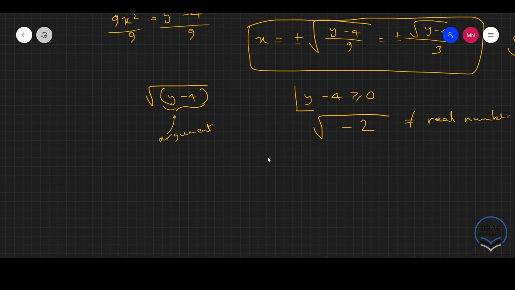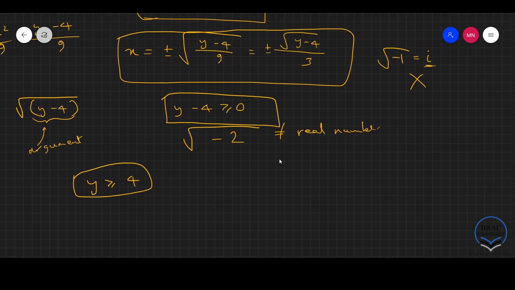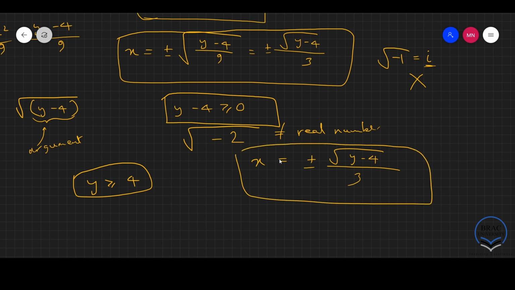So the argument has to always be non-negative. And from this inequality, we can add 4 to both sides. This gives us y greater than or equal to 4, right? Now, whenever we find an expression for x, when we try and attempt to find the range, it's always best to substitute this expression back into our function, right?